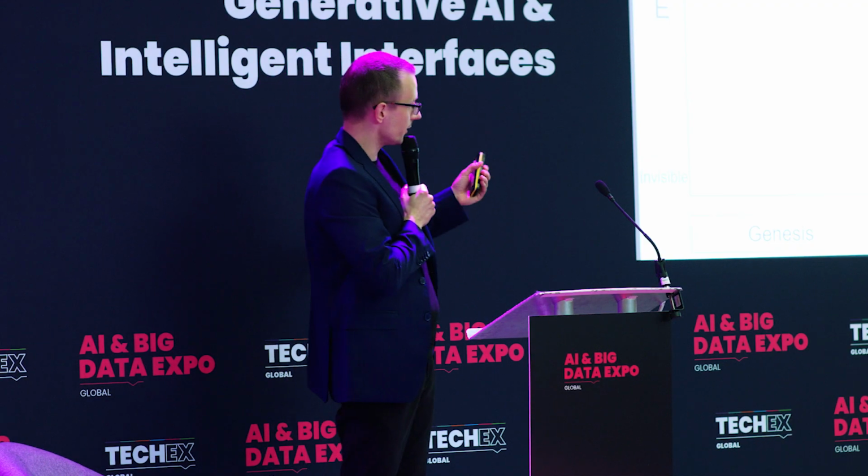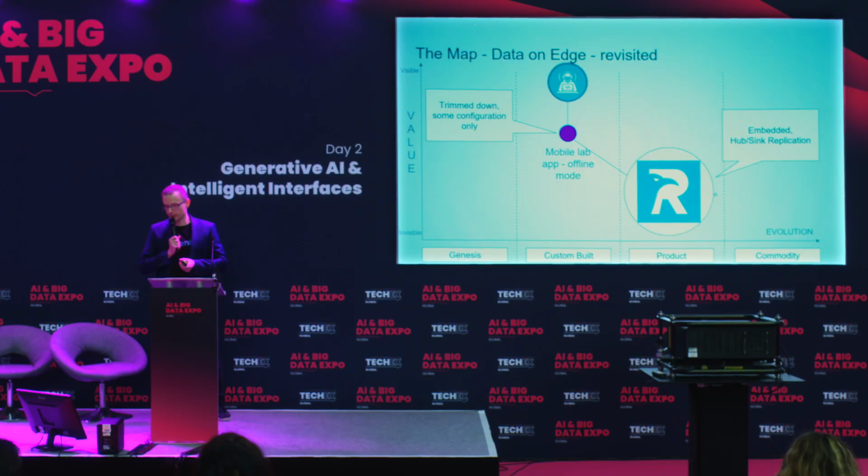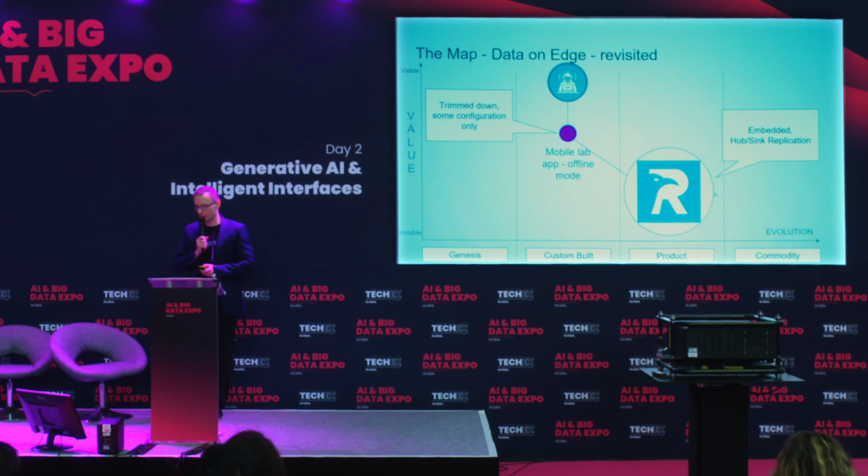Then at the top, as you can see, this purple circle can be really trimmed down. If you have a database that can synchronize data for you, that can replicate data for you between the edge device and the HQ, whenever the connectivity is online, then the purple shrinks just to some configuration only.